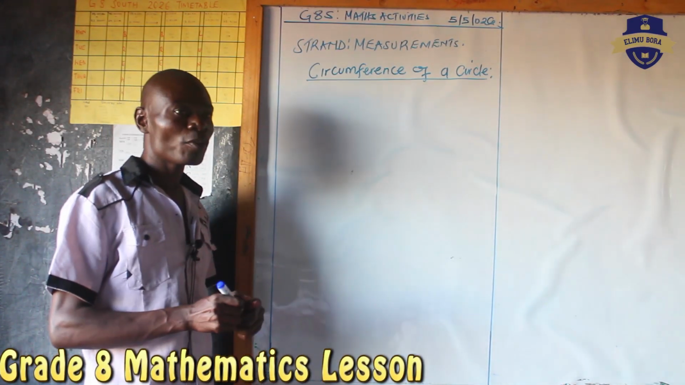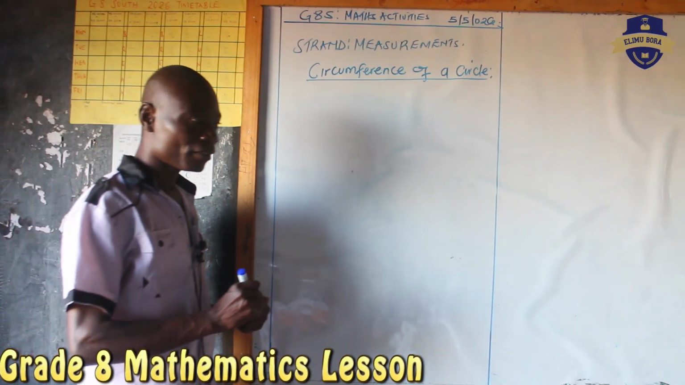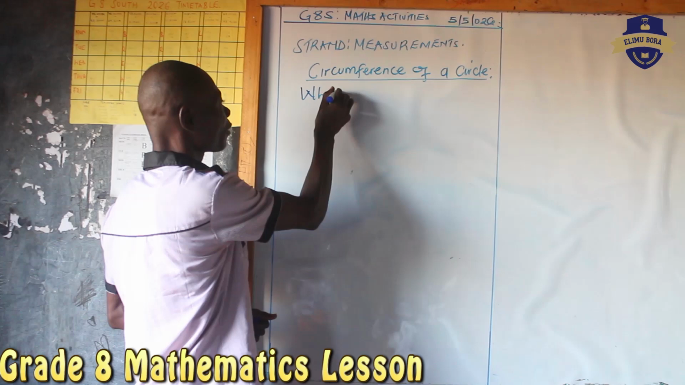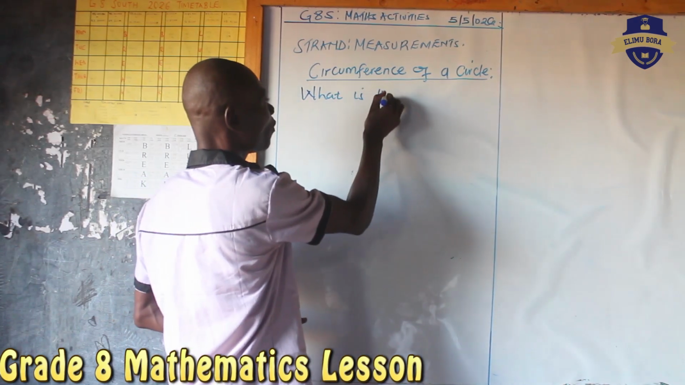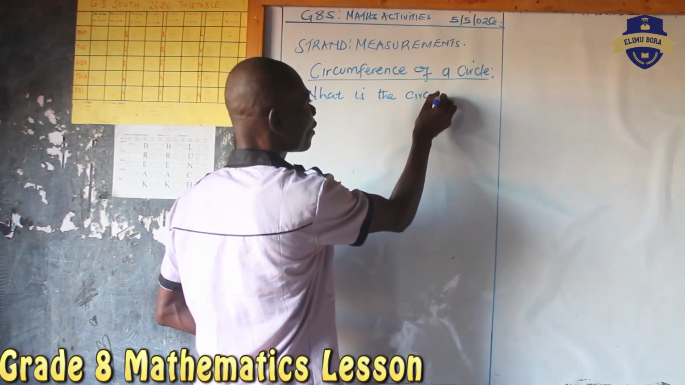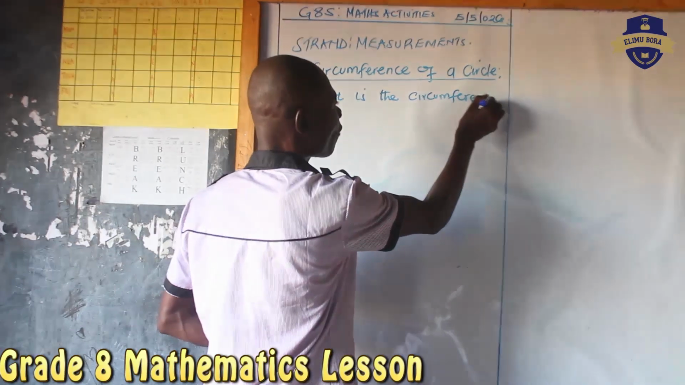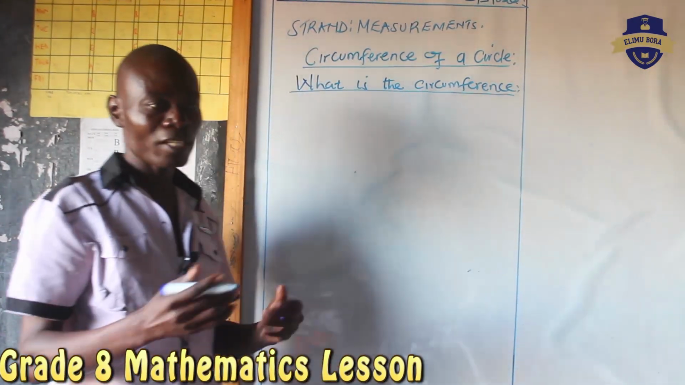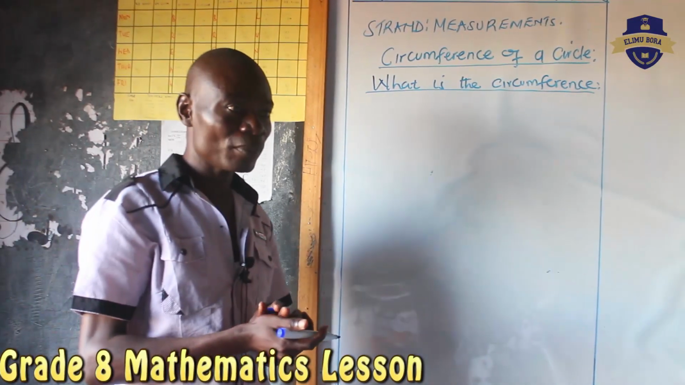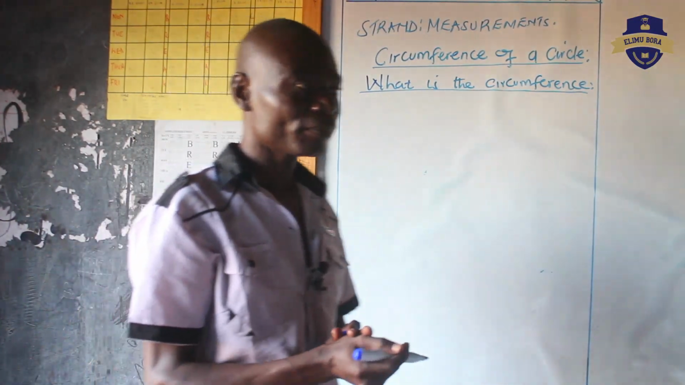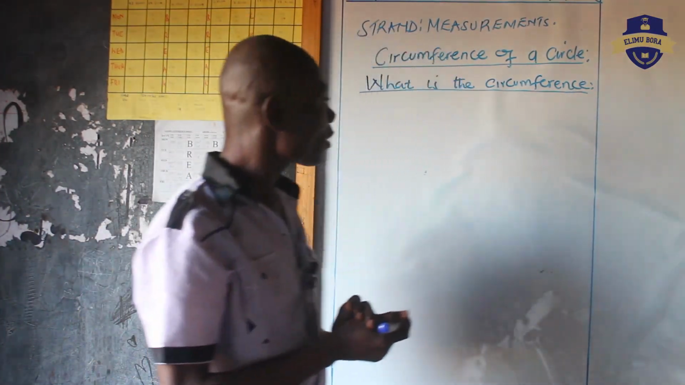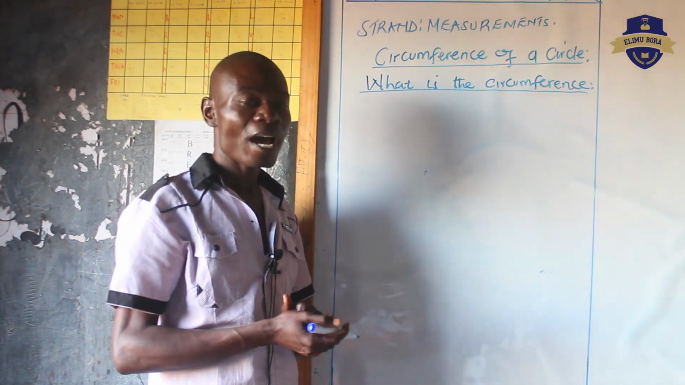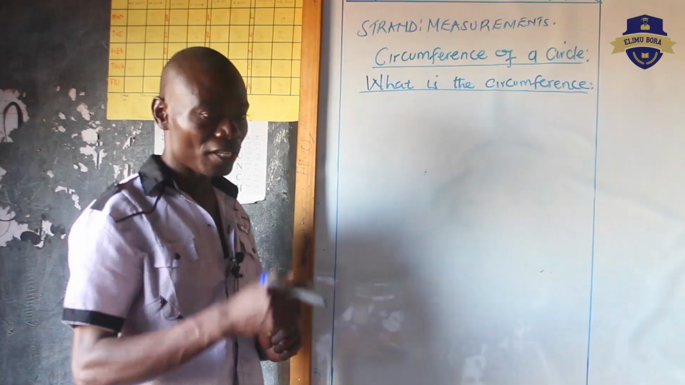Now, as you learned in grade 7, what is the circumference? The learners ought to understand what is circumference. Who can tell me what circumference is? Now, circumference is the distance around a circular field.